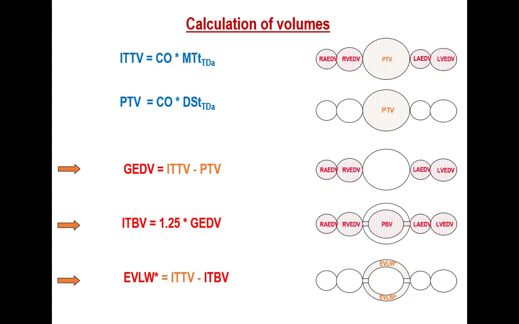Okay, so this is the closest surrogate of your preload, because at the end of diastole, before the next systole, that is your preload. This is the best surrogate because it gives you a global idea of both right heart and left heart, how much volume is there. The intrathoracic blood volume is 1.25 times the global end diastolic volume. This obviously separates out what is inside the pulmonary vessels or the capillaries and what is outside in the form of pulmonary edema or interstitial fluid.